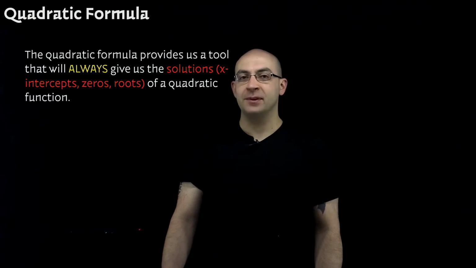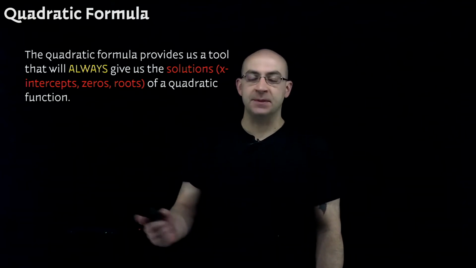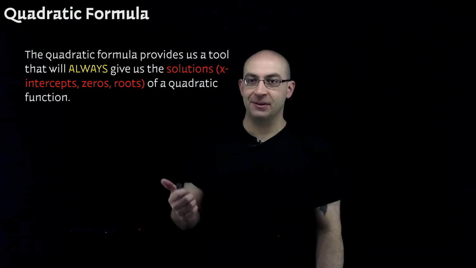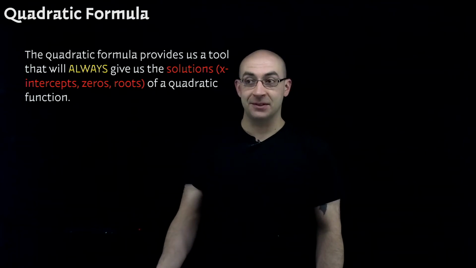Hey everyone, today I want to talk about the quadratic formula. The quadratic formula is a tool that helps us solve for any quadratic in any form, anywhere, right? So the quadratic formula helps us get the solutions. And solutions are in red here, and they're also known as x-intercepts, zeros, and roots. So those are really important terms in vocabulary for solutions. So please know that those things are all the same.